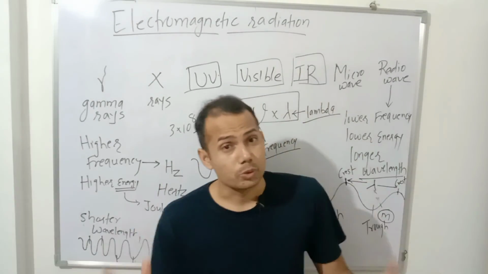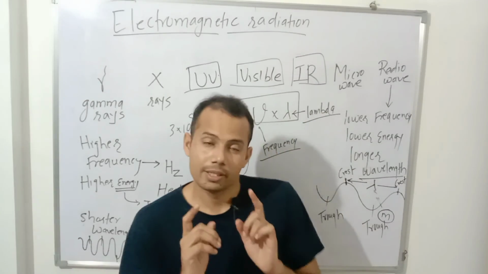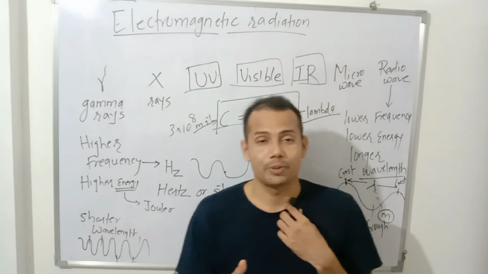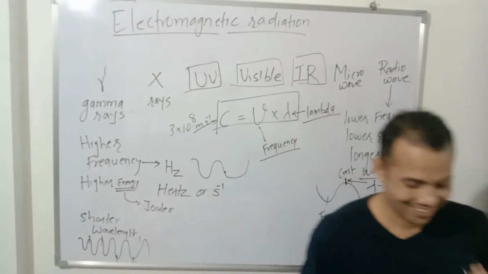So this is all about electromagnetic radiation, and I also talked a little about line spectra. In the next video you are going to see absorption and emission spectra.